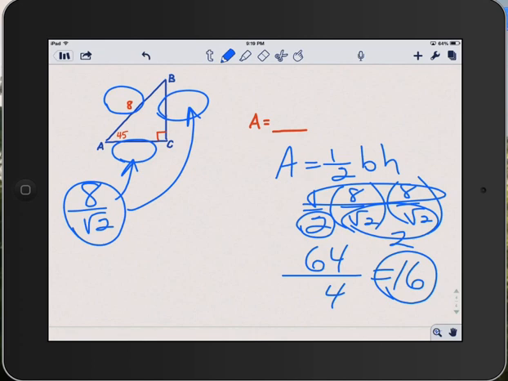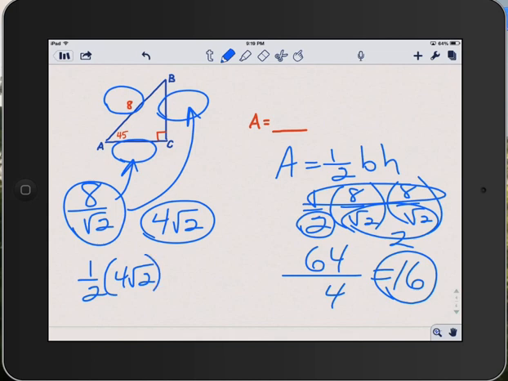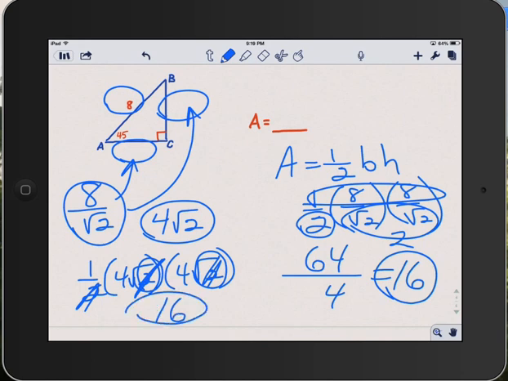Now you could have found the 2 legs to be equal to 4 times square root of 2 if you simplified this value, and notice what happens. 1/2 times the base, 4 square root of 2 times 4 square root of 2. Square root of 2 times square root of 2 equals 2, and that 2 can cancel with this 2, and you just have 4 times 4 is 16. Same answer.